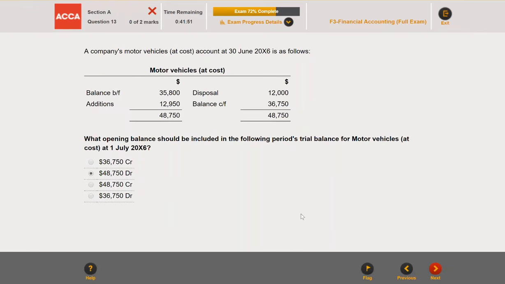Okay, this is a very straightforward question. What opening balance should be included in the following period's trial balance for motor vehicles at cost at 1st July 2016? The company's motor vehicle at cost account at 30 June 2016 is as follows. So what should be the closing balance? Closing balance is already given here. So it is a debit balance, remember, even though it is on the credit side. Closing balance is always on the opposite side. So 36,750 is the answer.